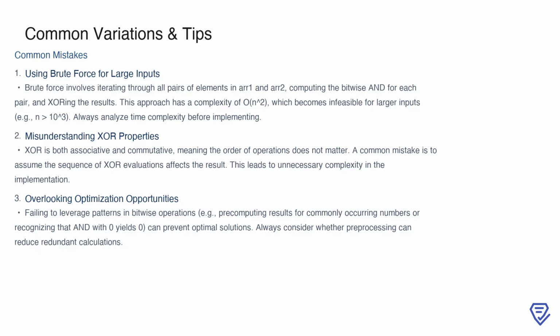Finally, failing to recognize opportunities for optimization is another common issue. For example, taking advantage of patterns in bitwise operations, like knowing that the AND operation with 0 always yields 0, can help simplify calculations. Pre-computing results for frequently occurring numbers is another way to reduce redundant computations and improve efficiency.